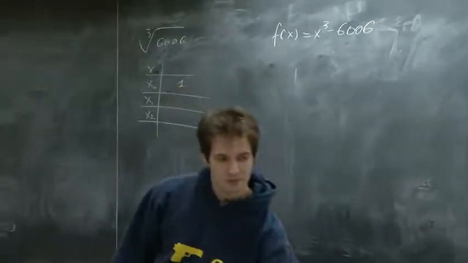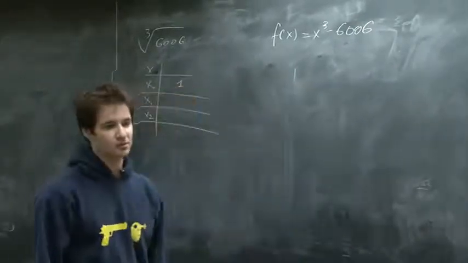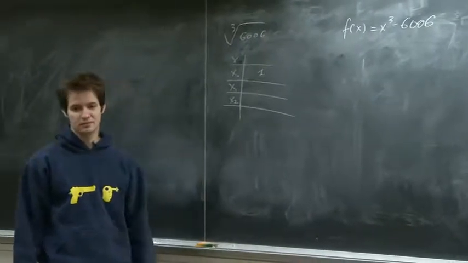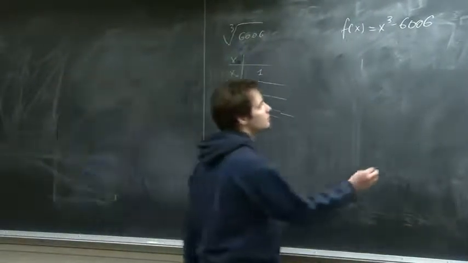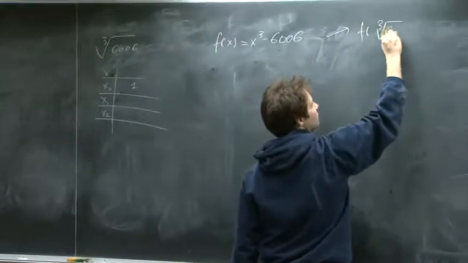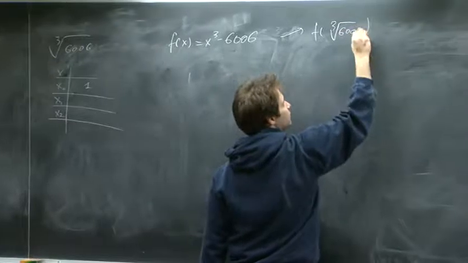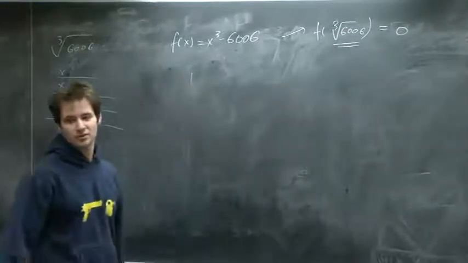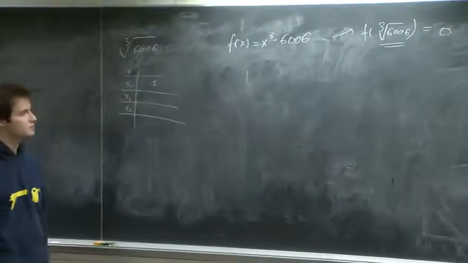Okay, x cubed minus 6006. Why did I choose this function? Well, not me. Why did you choose this function? Reason number one is important: it has to be 0 at the answer, because that's what Newton's method gives us.